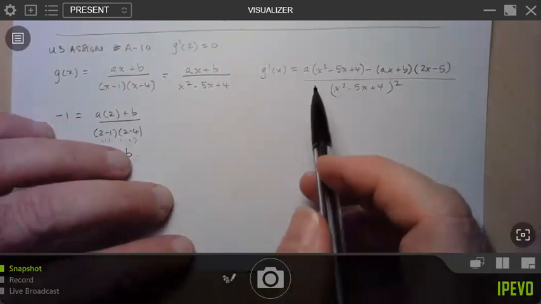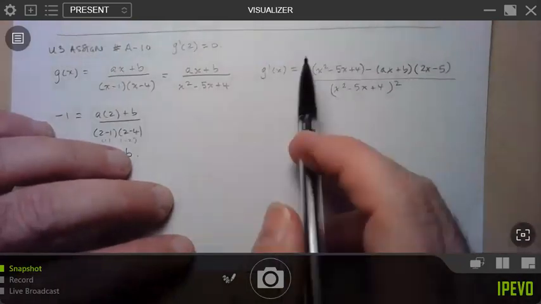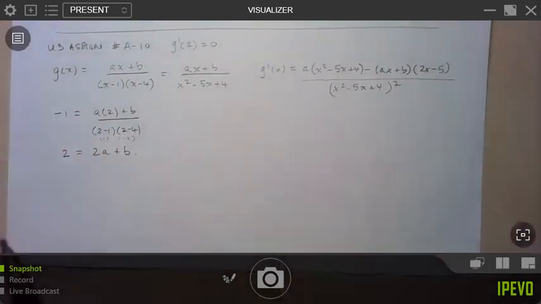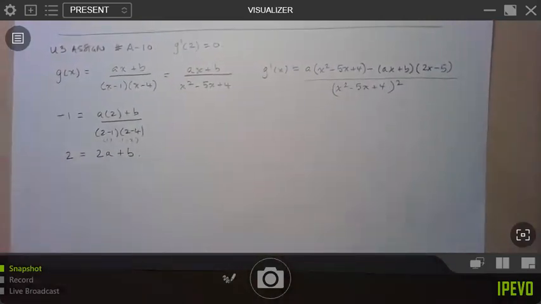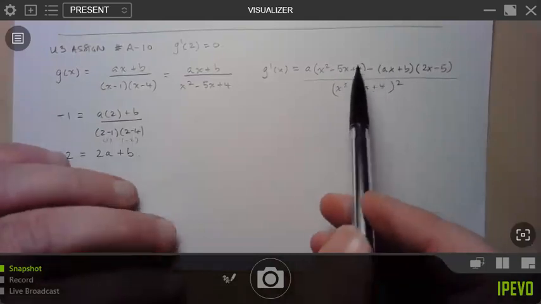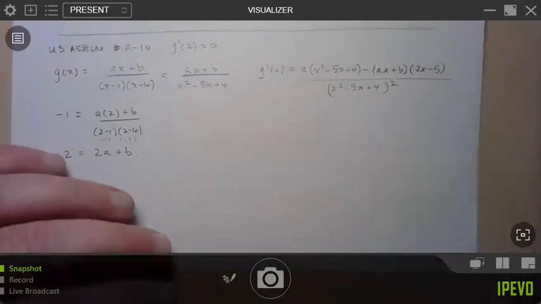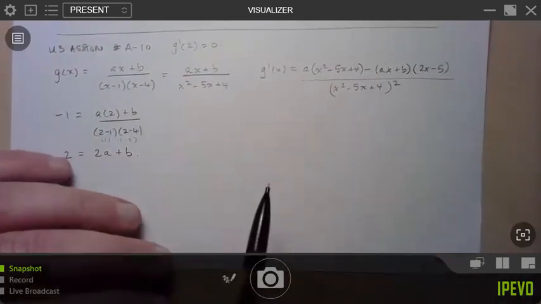Now, this looks like a mess, and I could try to simplify this, but can somebody tell me why I'm not going to bother simplifying that thing? Why does it make no sense to simplify this? Can't you eliminate a factor of x squared minus 5x plus 4? Oh, I can't because I've got a subtraction here. So there's no simplification I can do.